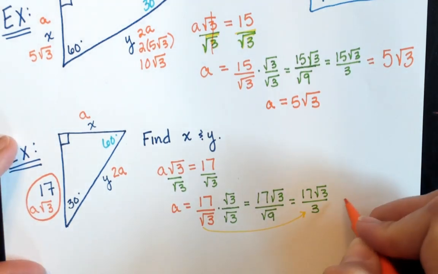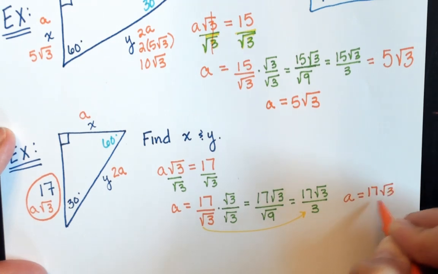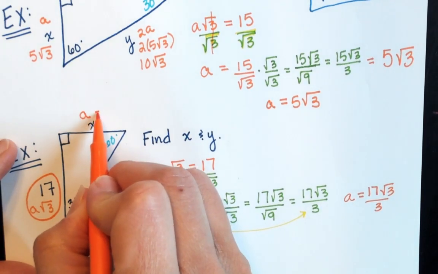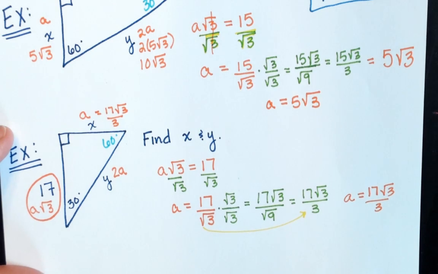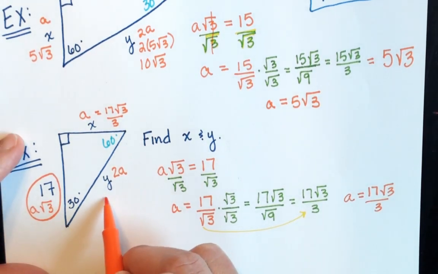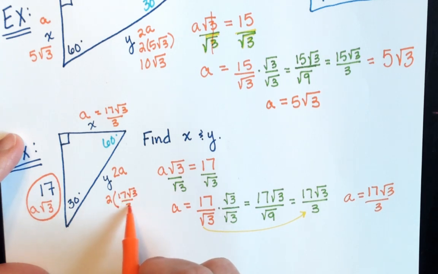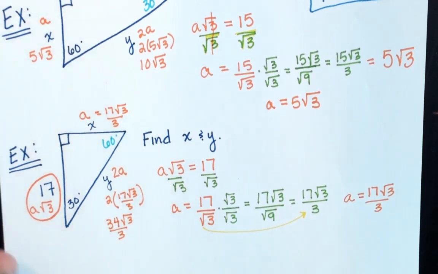So if we now know that A is 17 radical 3 over 3, I know that's what this side is. 17 radical 3 over 3. And over here, I know I'm going to have 2 times 17 radical 3 over 3. Well, the 2 and the 3 aren't going to cancel, so I'm just going to multiply, and we find out this side is 34 radical 3 over 3.